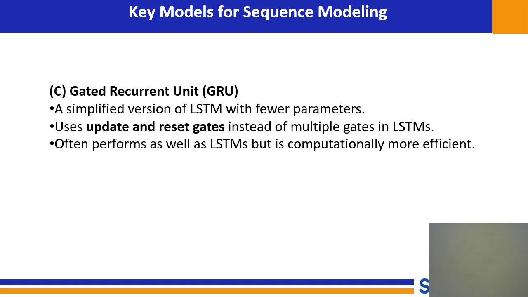And the third model is the gated recurrent unit, a simplified version of LSTM with fewer parameters. It uses update and reset gates instead of the multiple gates in LSTM. It performs as well as LSTM, but it is computationally more efficient.